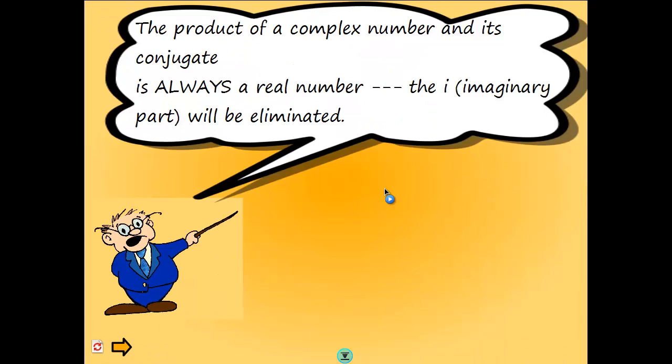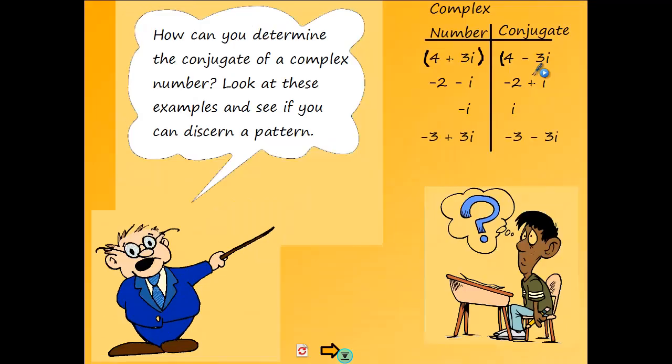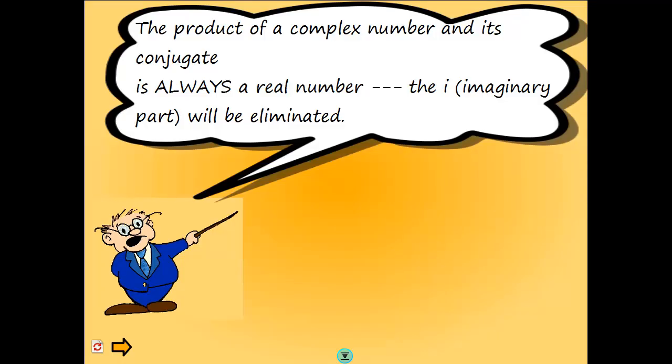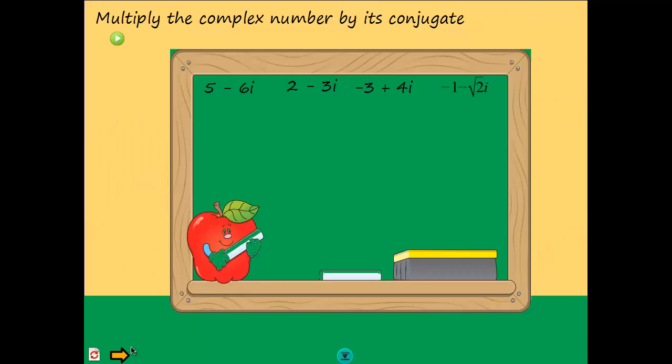Now, the nice thing about multiplying a complex number with its conjugate is that the answer is always going to be a real number. If you were to multiply 4 plus 3i times 4 minus 3i, the i's will always go away. You won't have any more i's when you multiply a complex number by its conjugate. And division really is simply getting the i out of the denominator. The way to do that is to multiply by its conjugate, because then you're going to get a real number, and the i will go away.